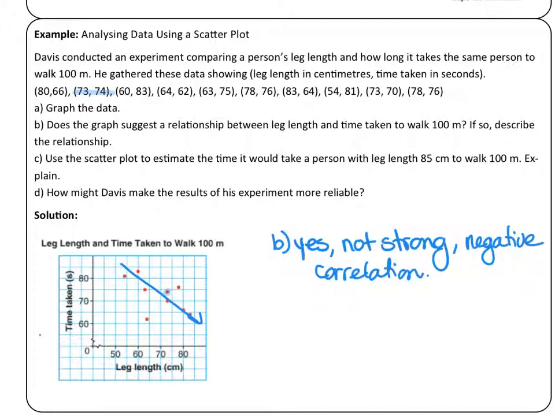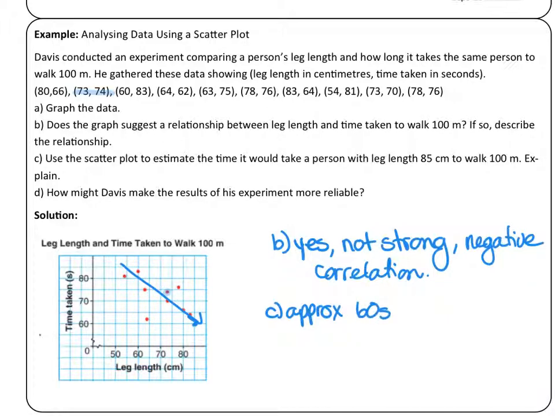C, use the scatter plot to estimate the time it would take a person with leg length 85 centimeters to walk 100 meters. So if I'm looking here, at 85, I'm going to guess that it's somewhere about here. So I'm going to guess that it would take approximately 60 seconds.